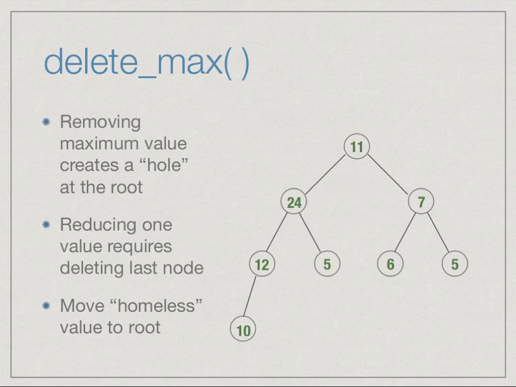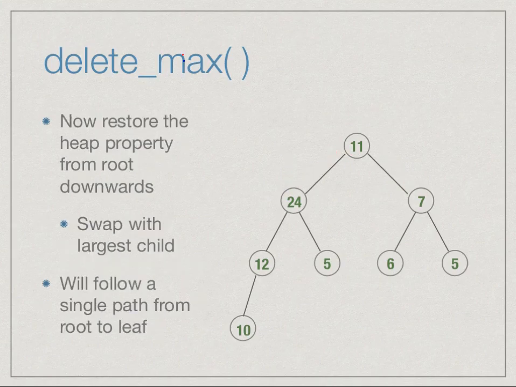Now the problem with this is we have moved an arbitrary value, not the maximum value, to the top. So obviously there is going to be some problem with respect to its children. Here it turns out that 11 is bigger than 7, which is correct. But unfortunately it's smaller than 24. So to restore the property, what we do is we look at both directions, and we exchange it with the largest child.